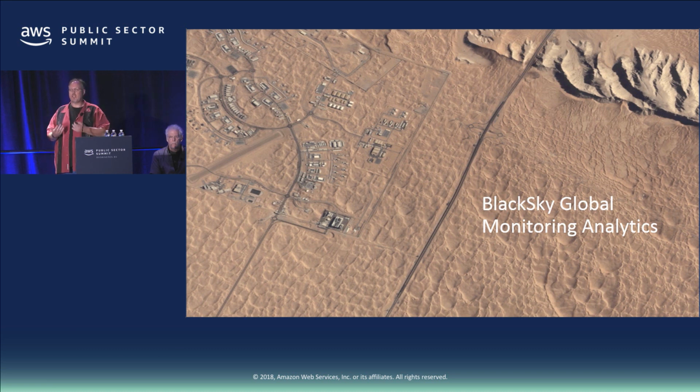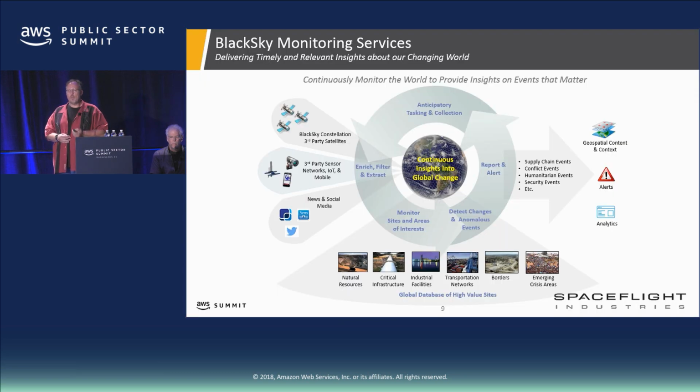How do we run our space systems? How do we do our mission planning? How do we do our image processing? So basically, when we talk about BlackSky as a set of monitoring services, the conceptual architecture looks something like this.